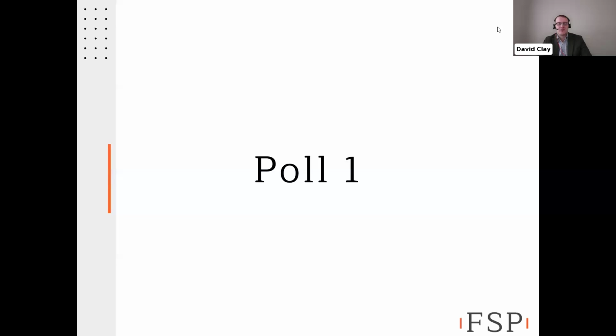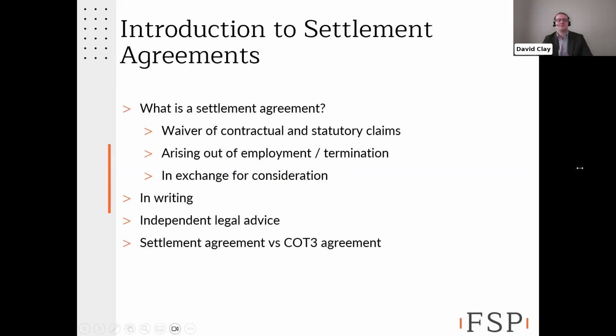So okay, we've got 11% for both the first two options. So a relatively small proportion of people on the call have a lot of experience with settlement agreements. The majority have only worked on a few agreements perhaps, or don't really have any experience at all. So that's great. Hopefully, you'll find this talk informative, and you'll go away knowing a bit more than you do at the moment. So, on to the next slide then.